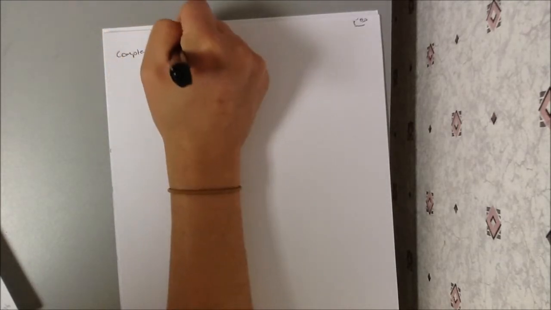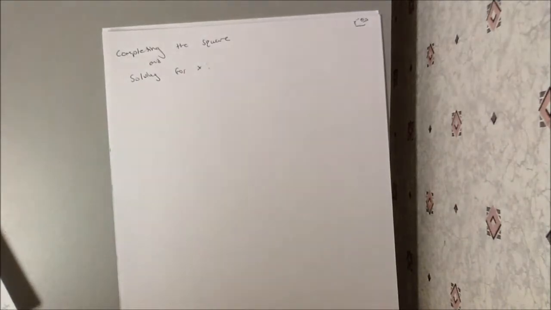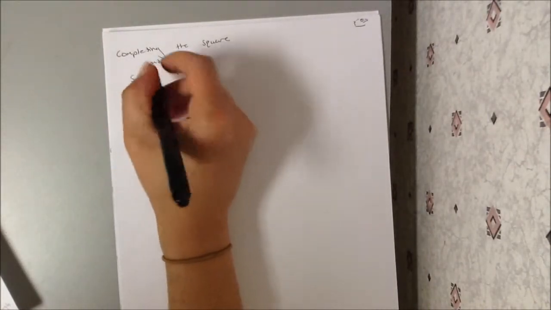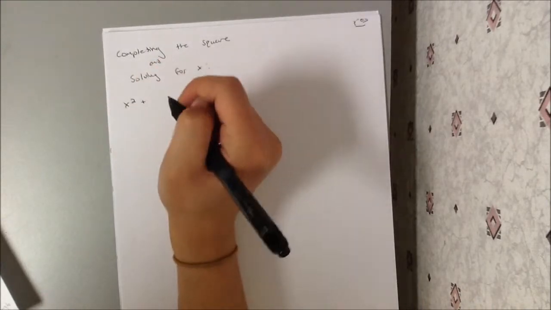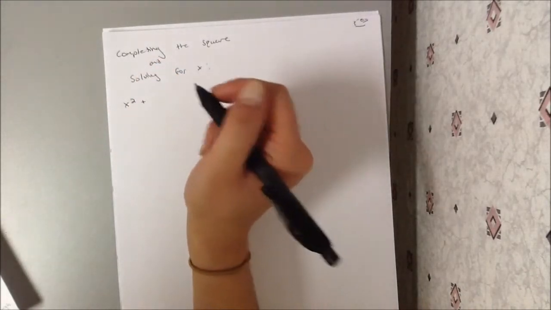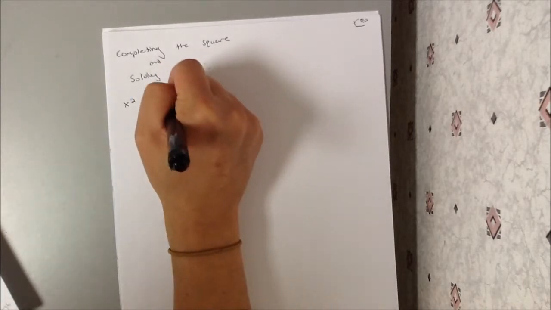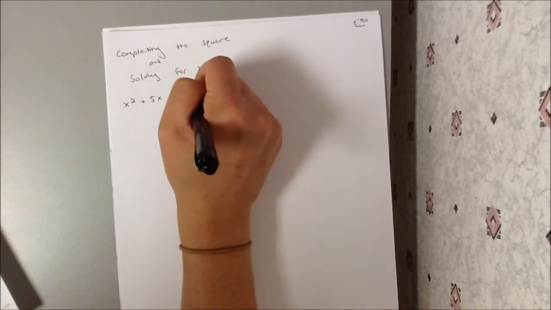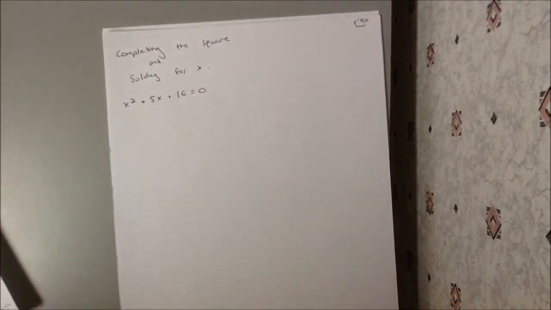So we're just going to go ahead and skip to something that's similar to number 3 on the homework to complete the square. Completing the square and solving for x. So let's start with something simple. We're just going to make this up. It's going to be really icky and complicated, worse than the homework given. So x squared plus 5x plus 16 equals 0. Let me just make sure that doesn't actually work. It doesn't work. Perfect.